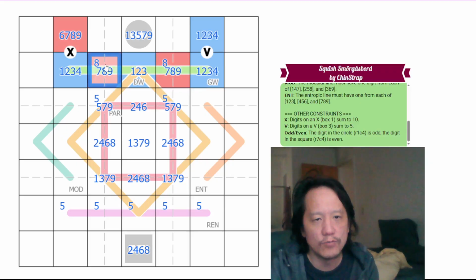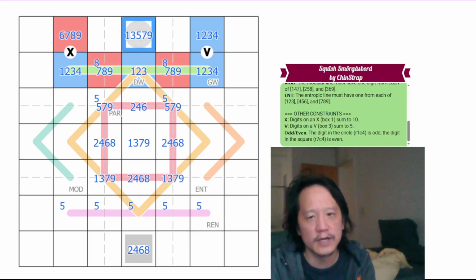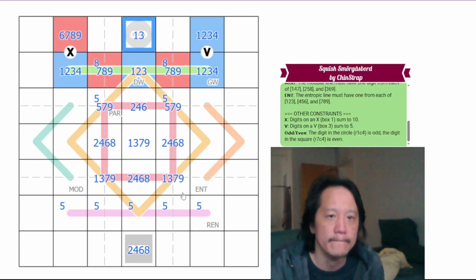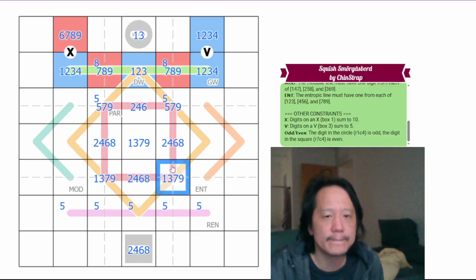One of these is 8, the other one's 7 or 9. This is 5, with one of these being 7 or 9. That eliminates 5, 7, 9 in the rest of the box. So this is 1 or 3 here. So we're guaranteed 5 is here.